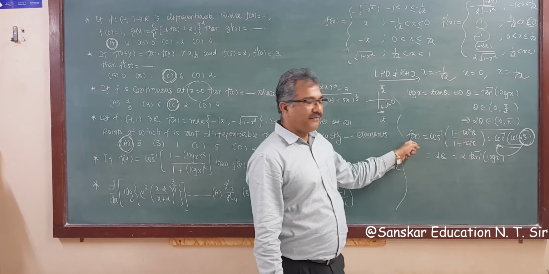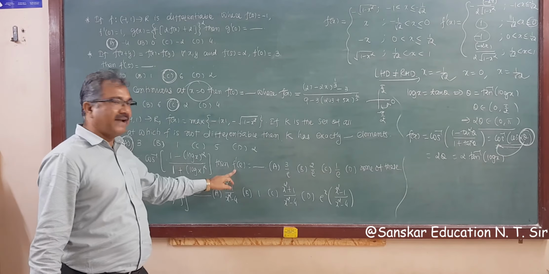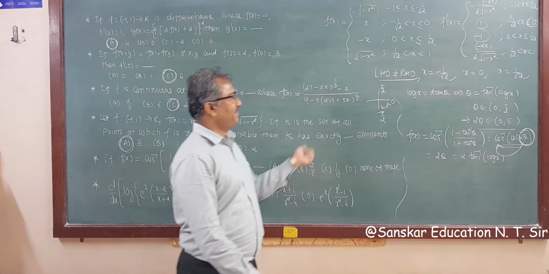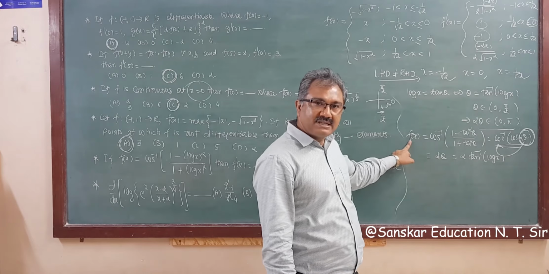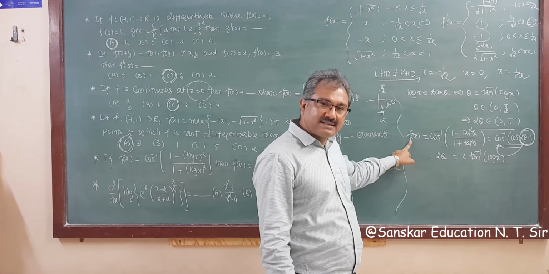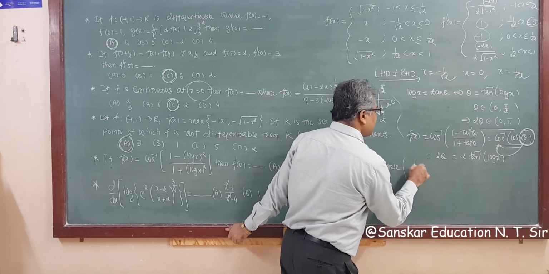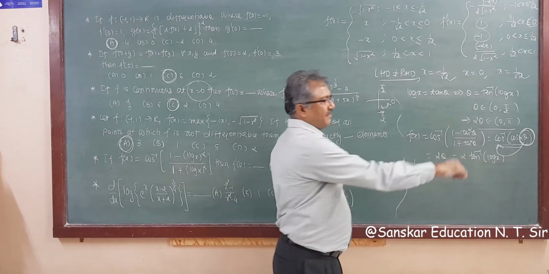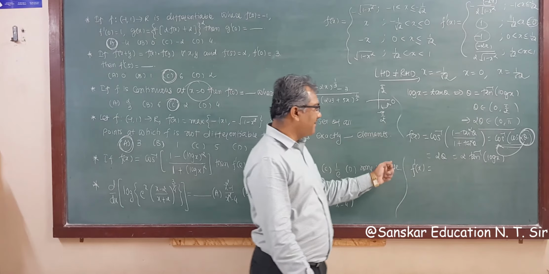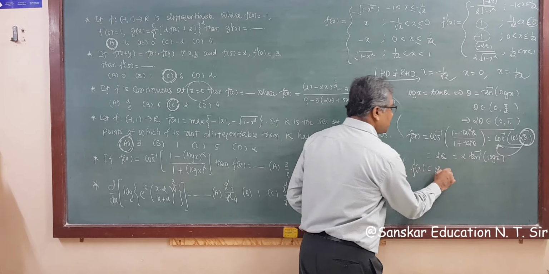Right? So this is your f of x, and we have to find out the value of f dash e. That is, first we differentiate this function with respect to x, and then substitute x is equal to e. So the derivative of this function with respect to x is f dash x is equal to 2 constant.